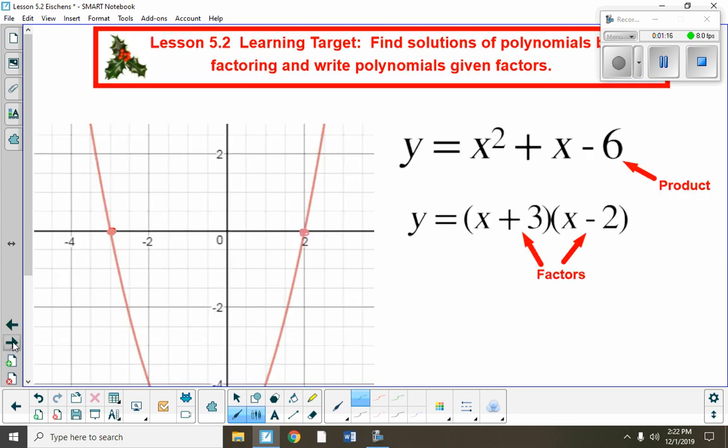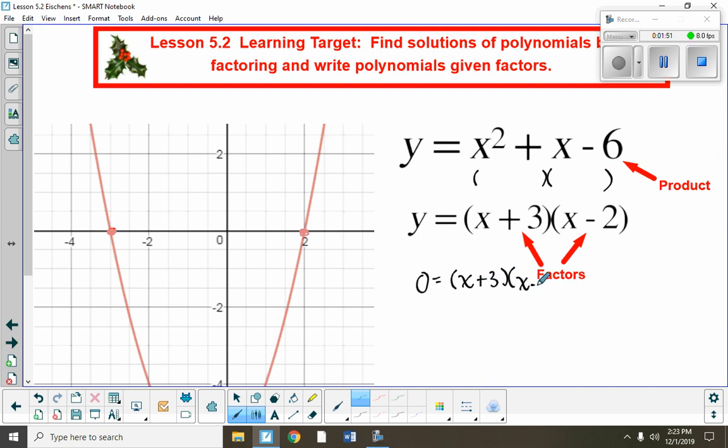Here's an example of a polynomial: y equals x squared plus x minus 6. The factors, if we were to factor that polynomial, would be x plus 3 and x minus 2. So we would say that x plus 3 and x minus 2 are factors. If we FOILed those back together, multiplied them back together, it would equal x squared plus x minus 6. That is the product. And then remember too that we learned that we can find the solutions, or your x-intercepts, by setting y equal to 0.